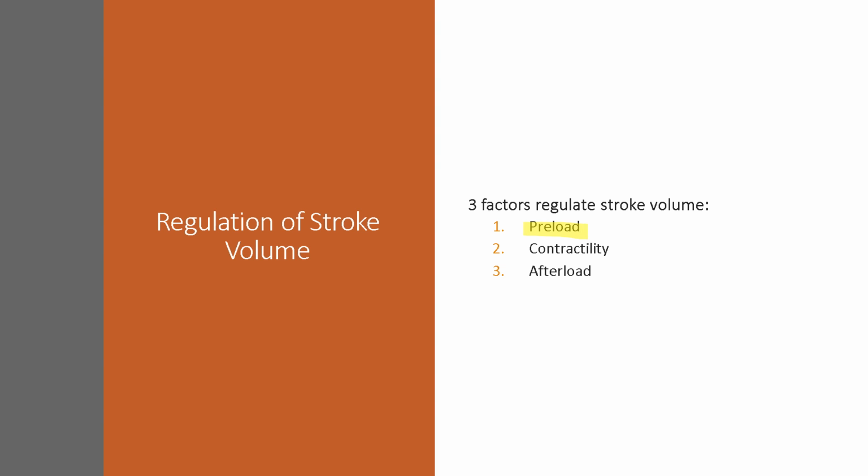Our first factor is called preload. This is the degree of stretch on the heart before it contracts. Our second factor is contractility. This is the forcefulness of contraction of individual ventricular muscle fibers.